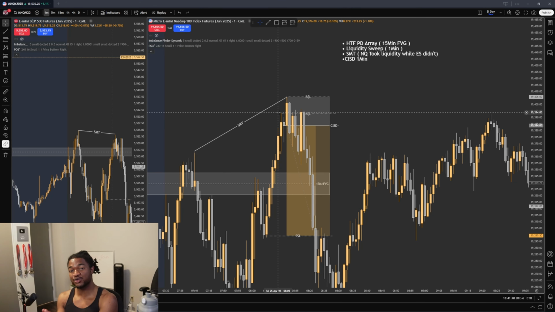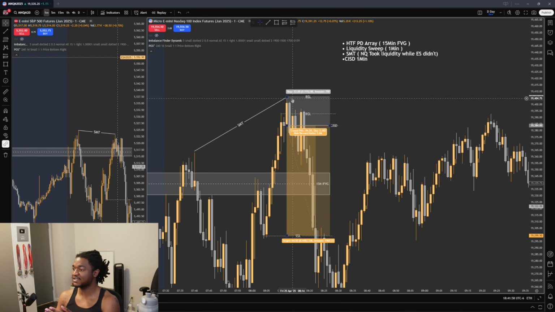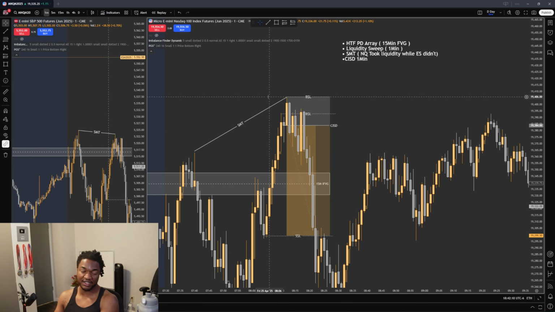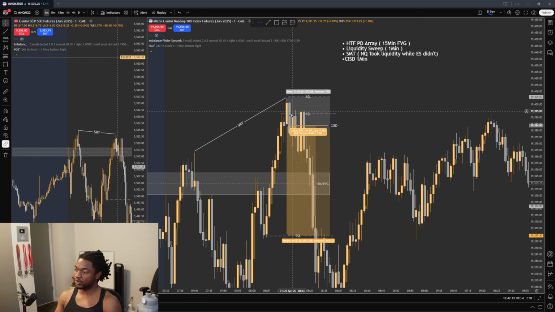This is the trade I took today. All four confluences were here. The 15-minute fair value gap was inversed. Liquidity was swept here at the highs, and then it made this new high and worked its way down. We waited for its change in state of delivery. SMT also was made, as you can see. ES did not take the previous highs, but NQ definitely did. And then we just waited for an entry.